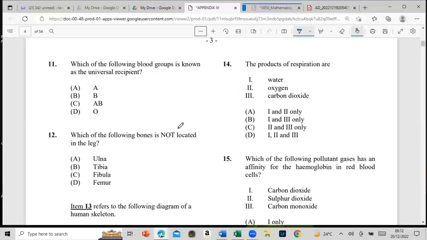Let's move on to 11. Which of the following blood groups is known as the universal recipient? Is it A, B, AB, or O? And that is AB.